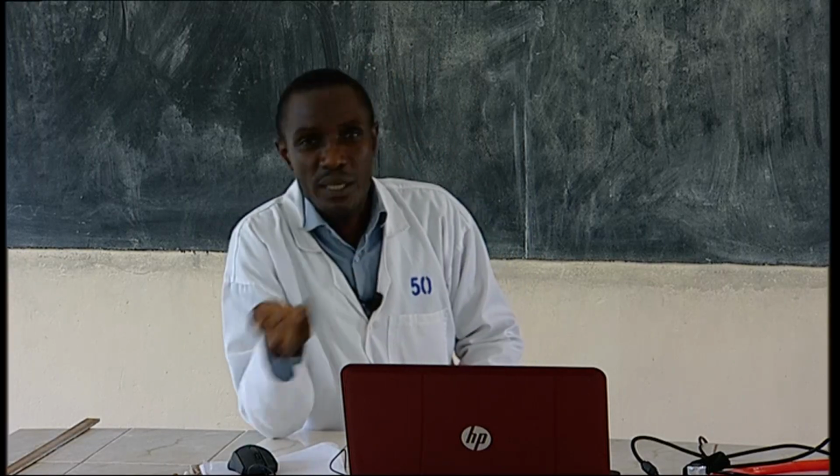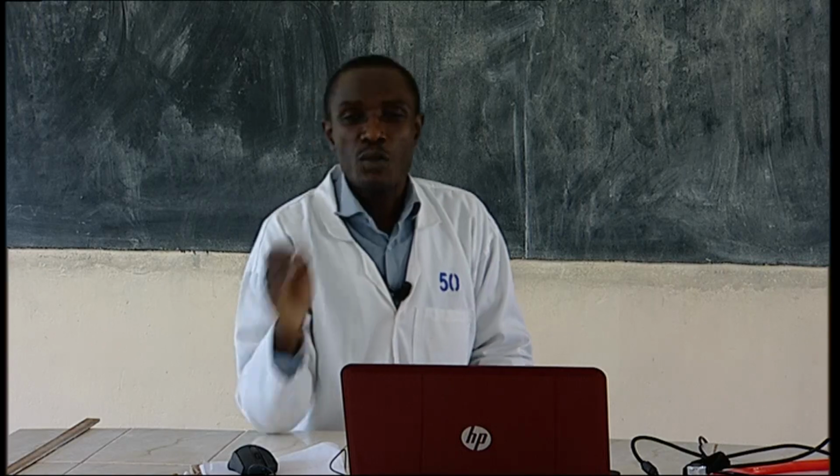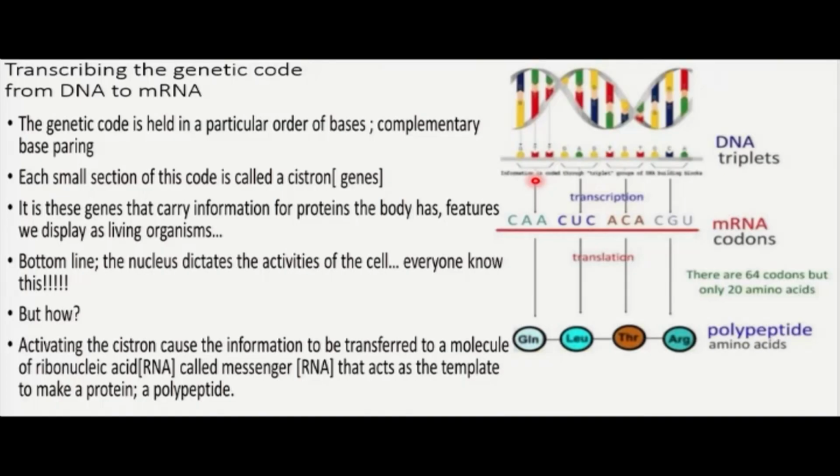So every section of the DNA is called a gene, which we now refer to as a cistron. So genes you've known, cistrons now could be a new term. Now, it is that small section that will carry the information. So what we display out on our bodies is actually a representation of what is embedded within our nucleus as information.